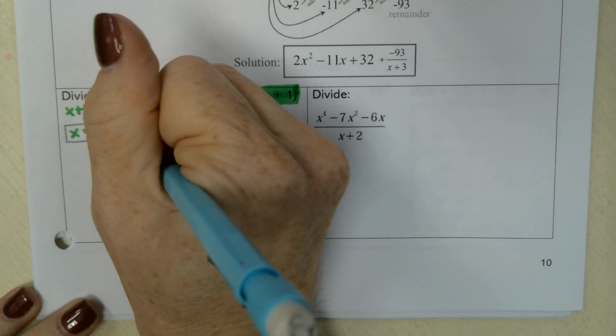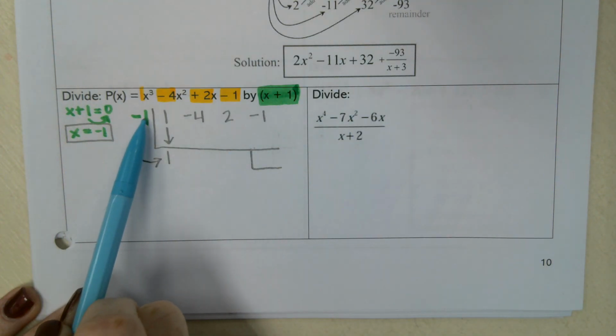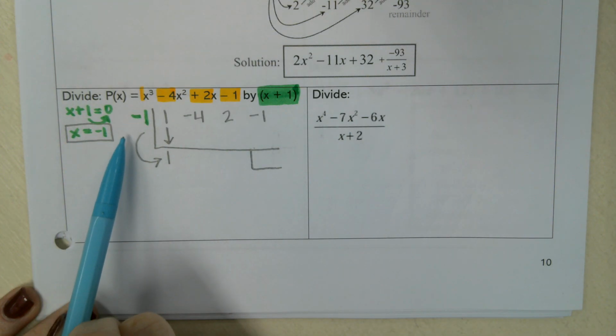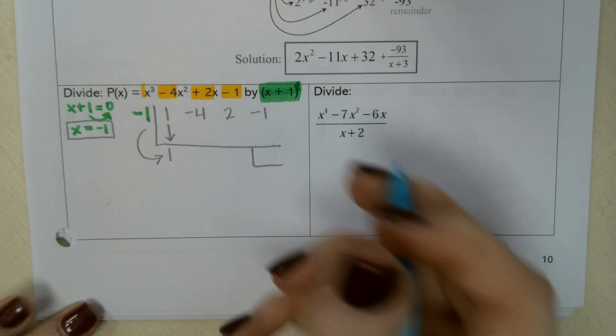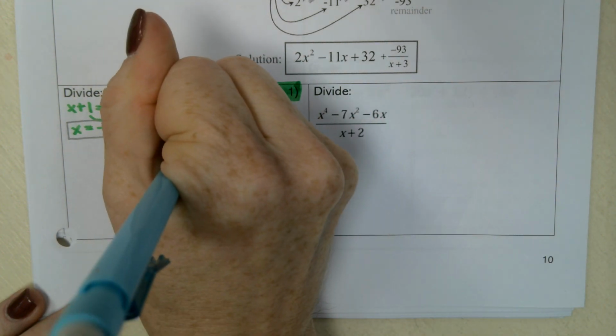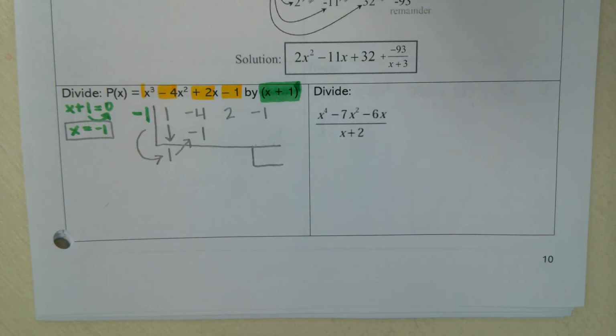Now, on the outside, I am going to take this number and multiply it by this number. So -1 times +1 is -1. I am going to write that product inside in the next open spot. Okay?